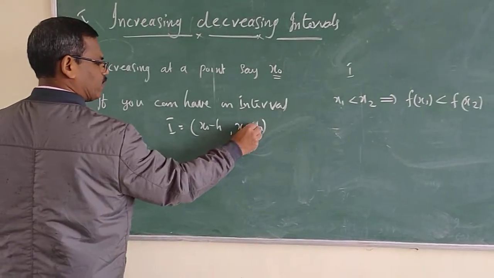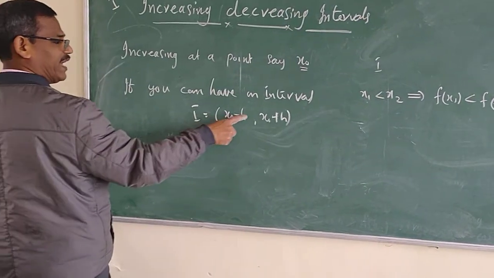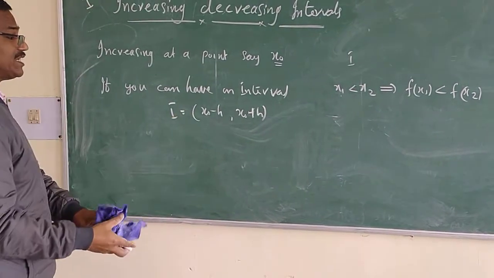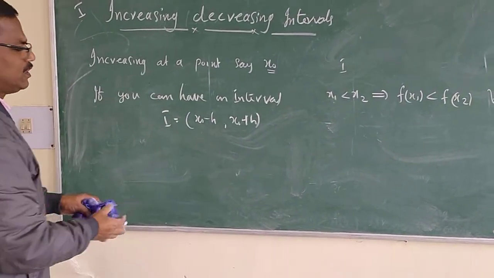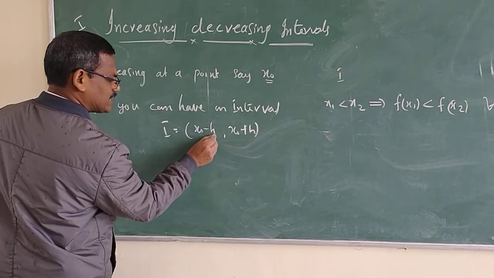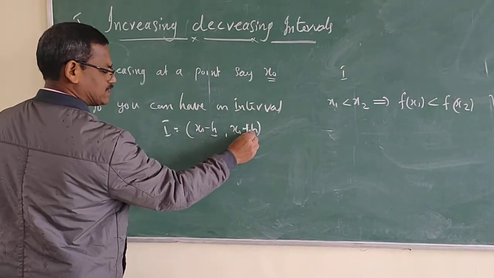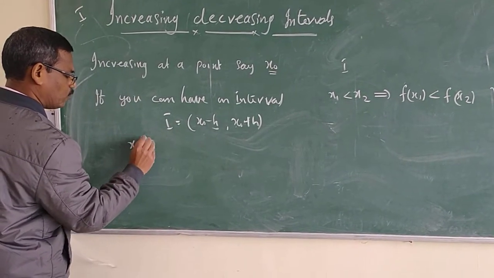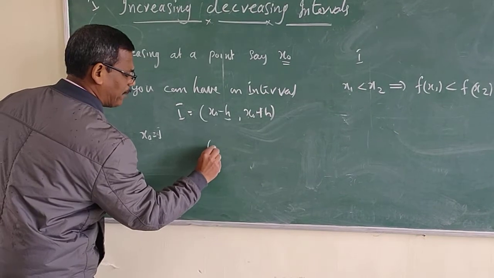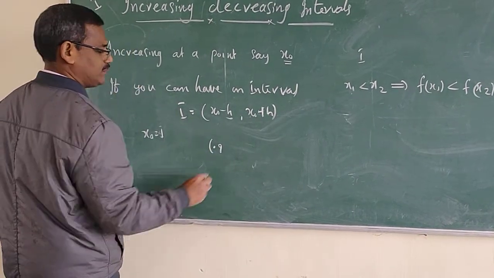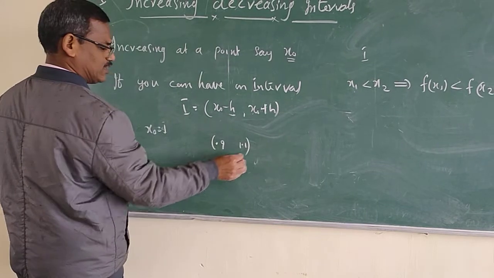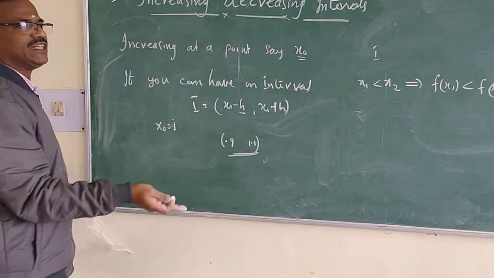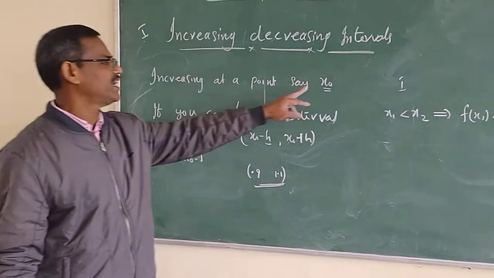Now this is an open interval. In this open interval, x1 is a point between x1 minus h and x0 plus h. That means an open interval is created which contains x0, where h is a small positive number. Suppose I want x1 equal to 1, so I can have 0.9 and 1.1 like that. So an open interval is created. In this open interval, the function is increasing. We can say that it is increasing at this point.